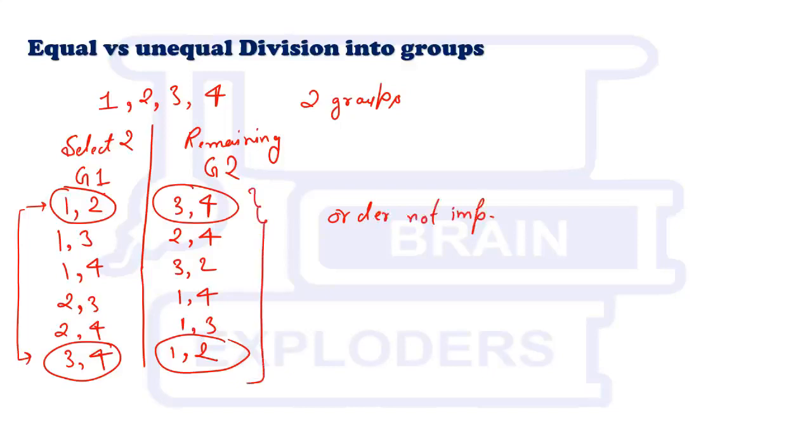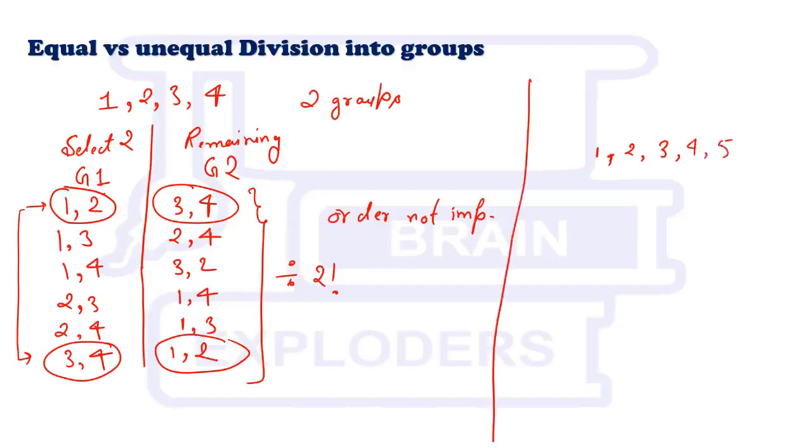And that is why the number of obtained divisions should be divided by 2 factorial, meaning the factorial of the number of groups. This confusion doesn't occur when we divide things into unequal groups, meaning groups containing an unequal number of elements.